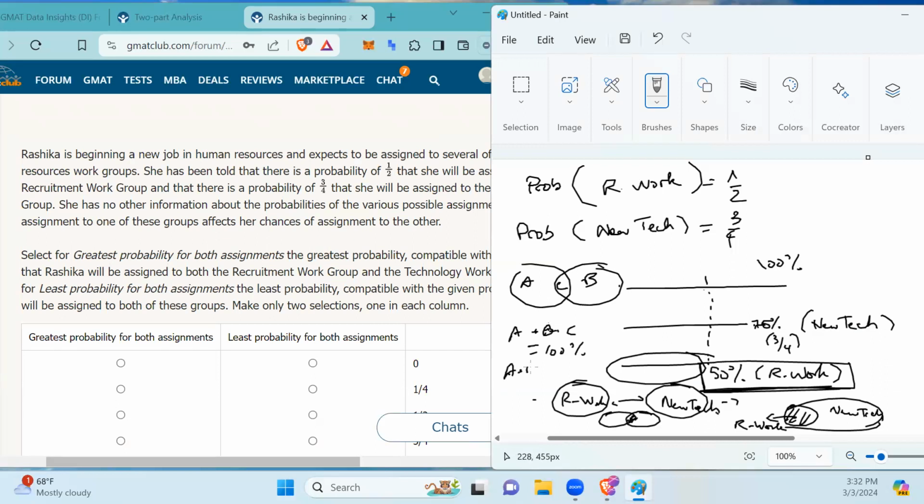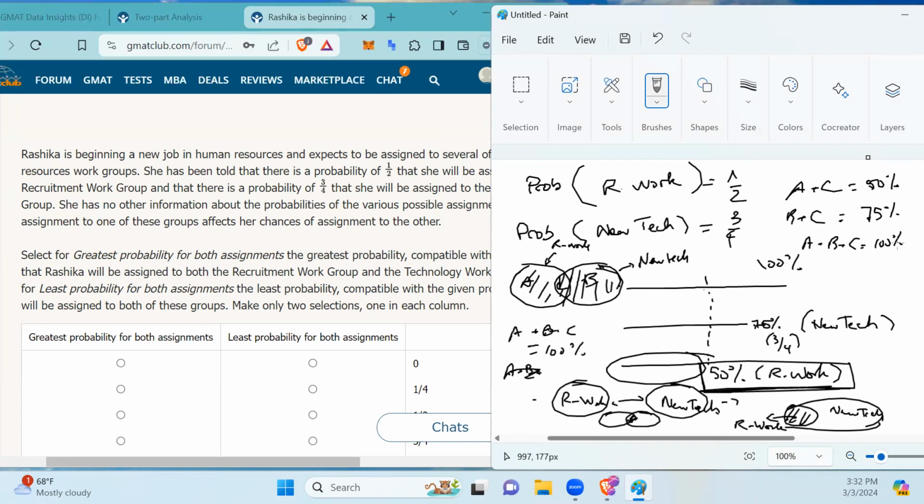A plus B equals what? 50%. A plus C equals 50%. So this is her chance of getting into recruitment work. And then this entire second circle is the chance for new tech. So A plus C is 50% and B plus C equals 75%. But A plus B plus C equals 100. So the extra C will equal 50 plus 75 minus 100, which equals 25%.